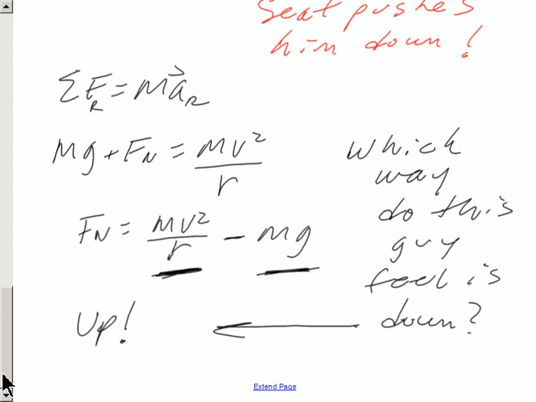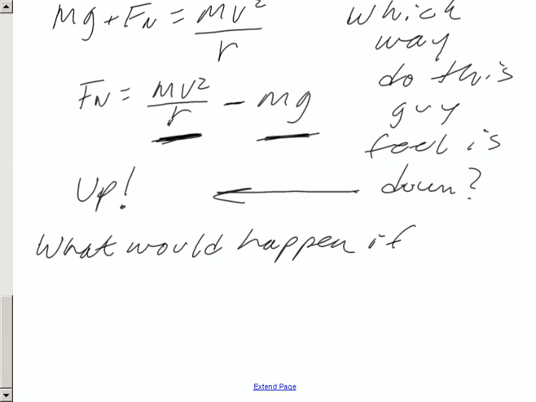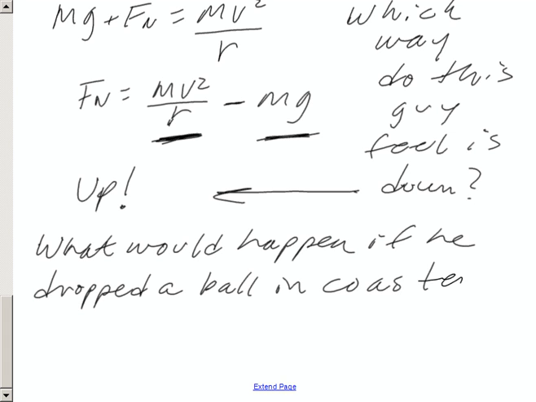It's kind of strange. There's another question. What would happen if he dropped a ball in the coaster car? Answer: move toward its speed.